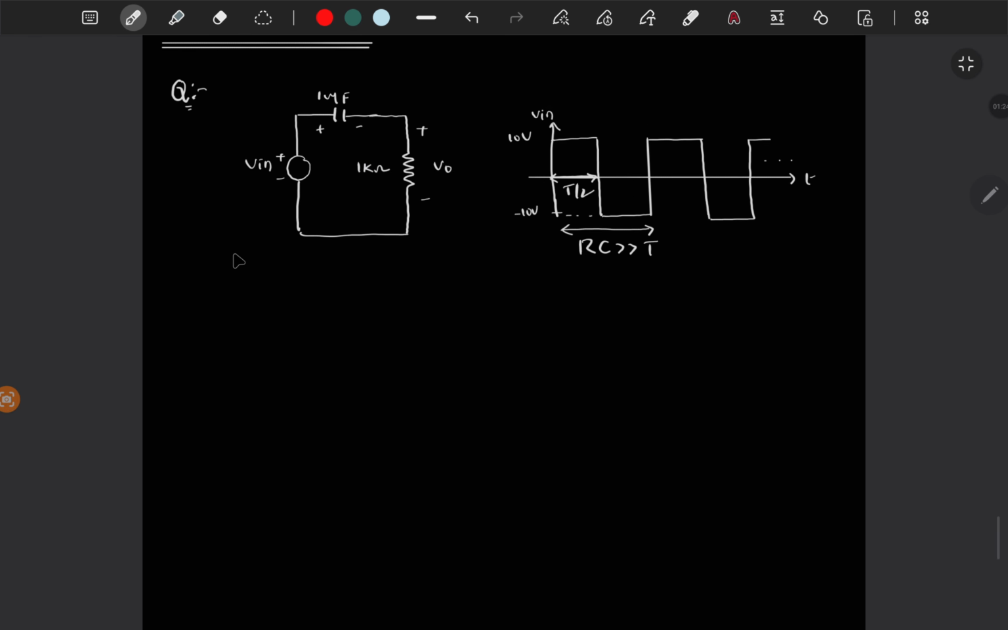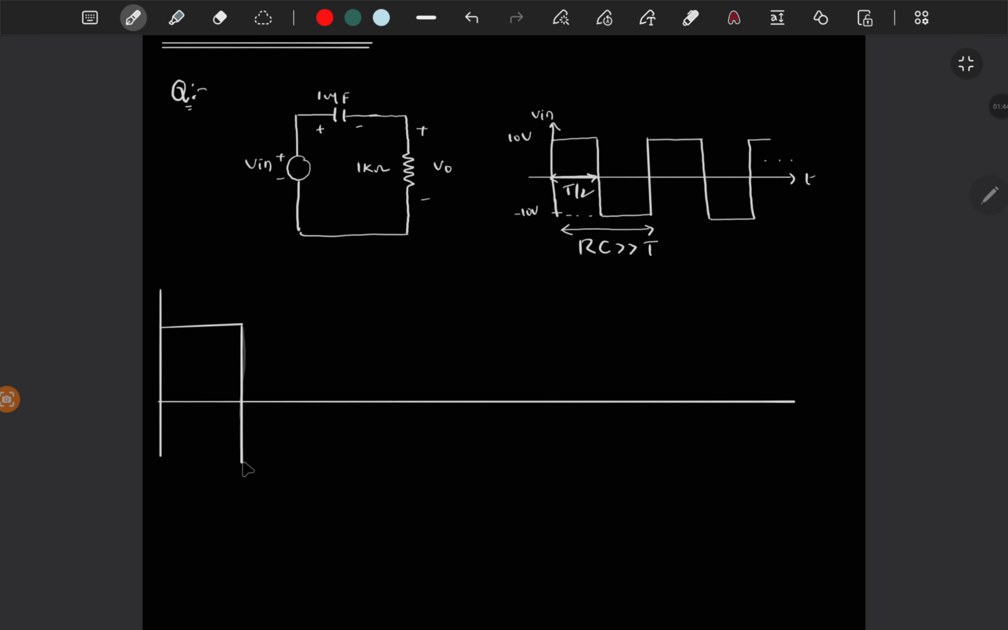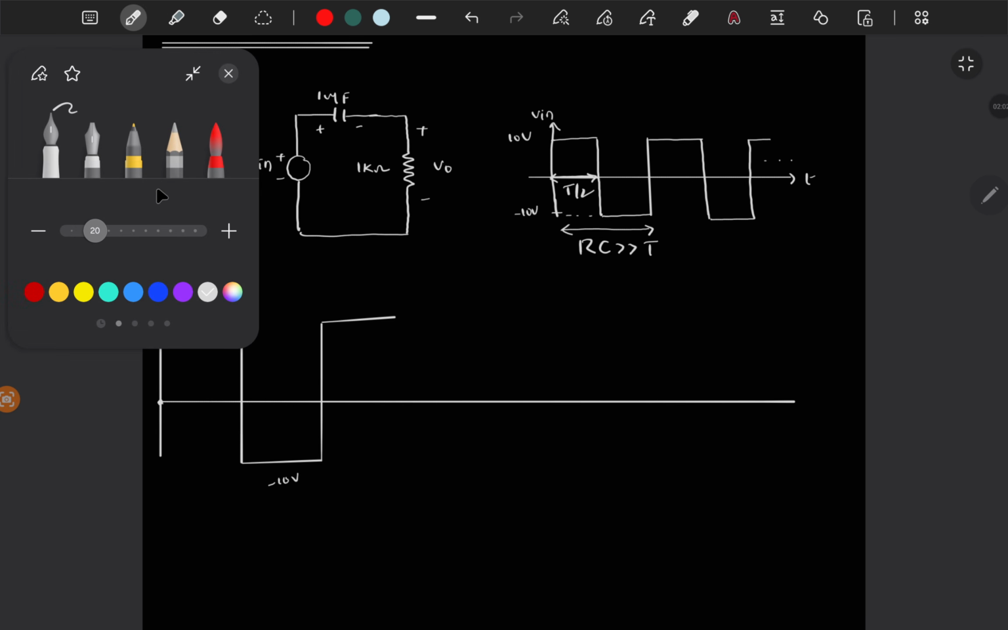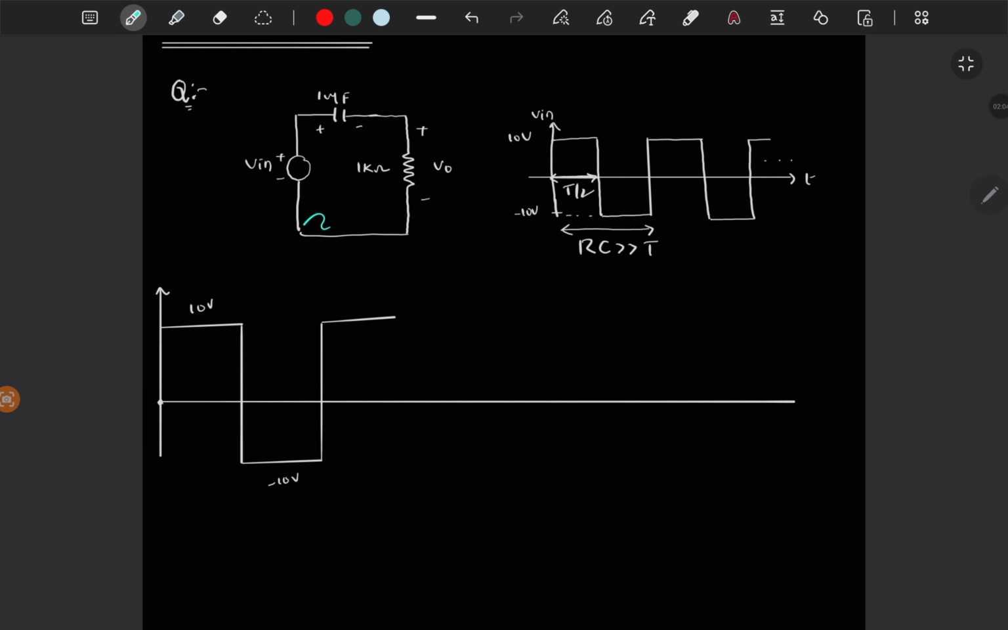So we can draw the input waveform. So let's say this is the input waveform. So plus 10 volt, minus 10 volt, and we will draw the voltage across the capacitor.